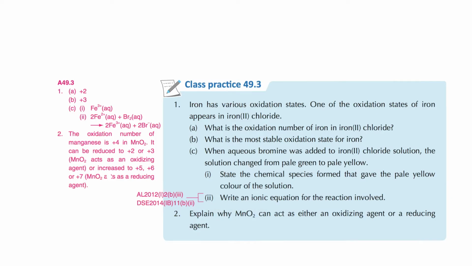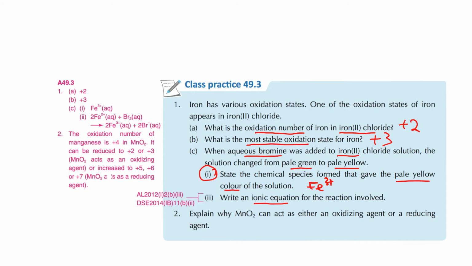So how will the exercise look like? It will just be like this one. State the oxidation state of iron(II) chloride. Remember, sign first, plus goes first. The most stable oxidation state, we mentioned, is +3, and then react with bromine with iron(II). State the chemical species that gave the pale yellow color of the solution. At the end, it turned from pale green to pale yellow. So the pale yellow is Fe3+. And then you have to state the ionic equation.